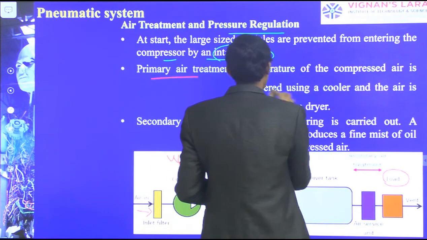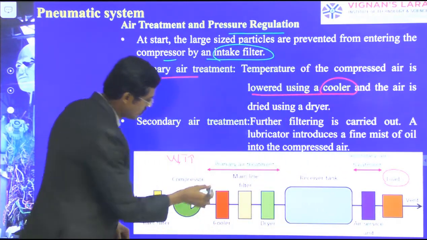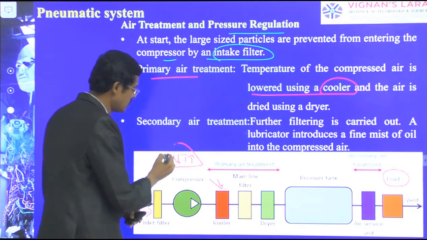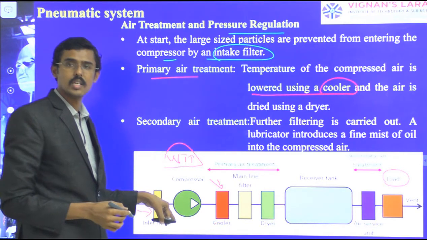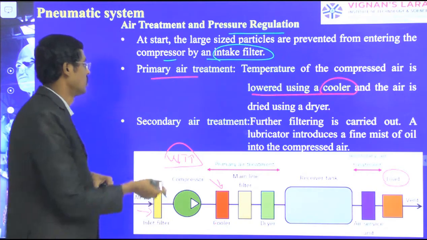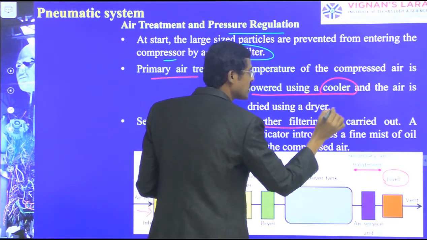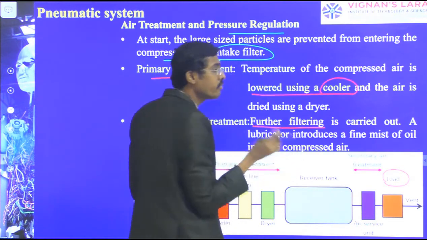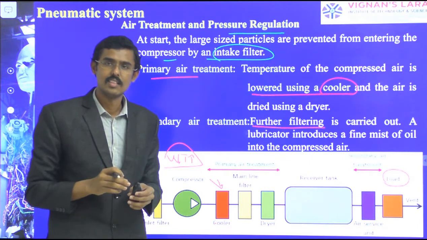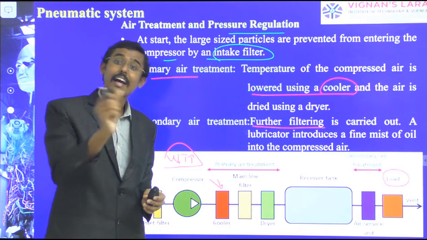The temperature of the compressed air is lowered using coolers. So using the coolers, the temperature of the air which rises due to compression in the compressor is removed by the coolers, the heat exchangers. Secondary air treatment: further filtering is carried out. If required, a little bit of lubrication to avoid frictional contacts. We can lightly, smoothly add lubrication in the air.